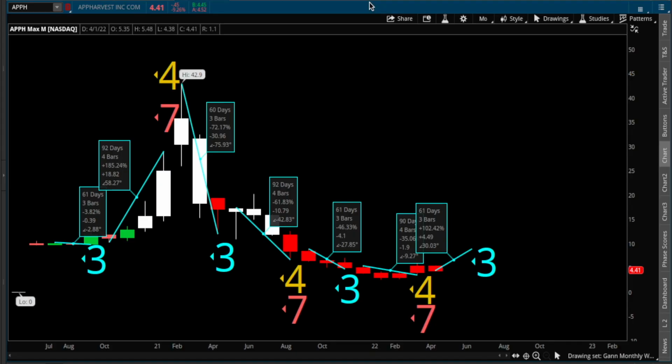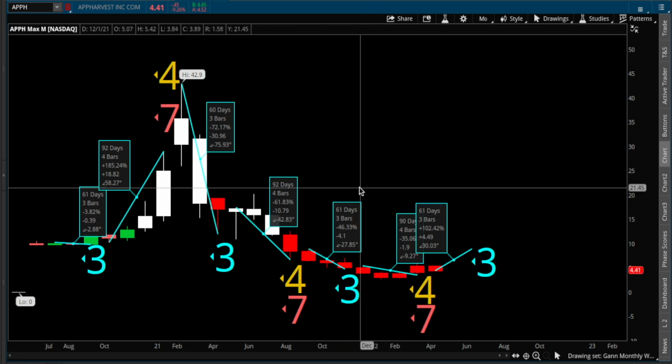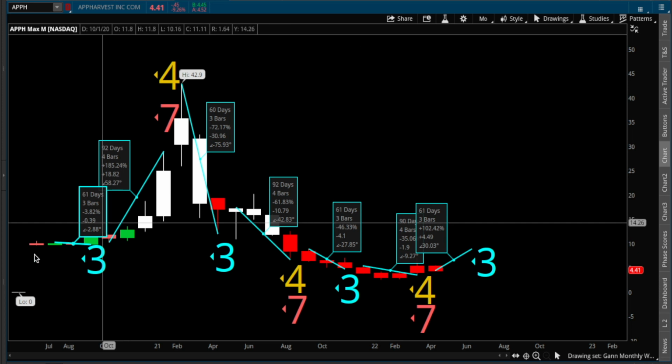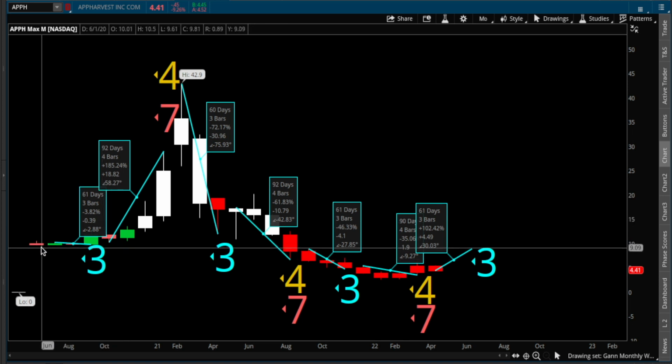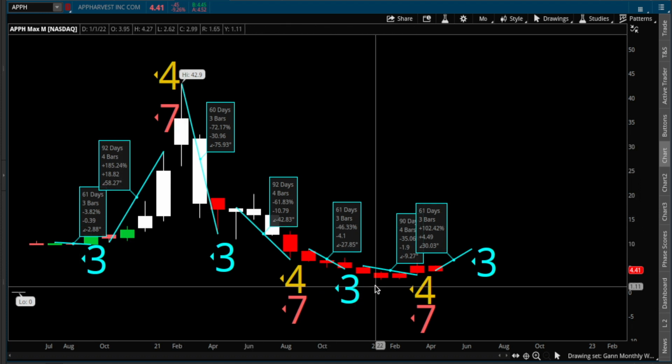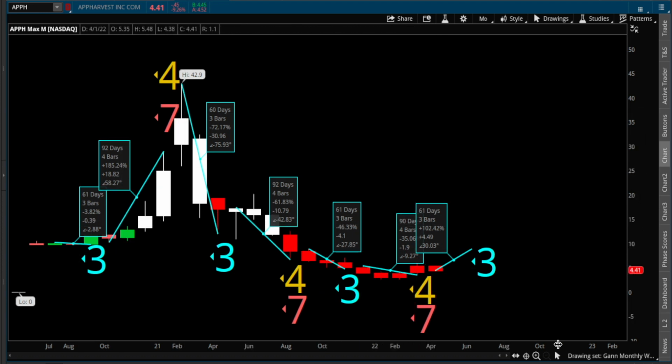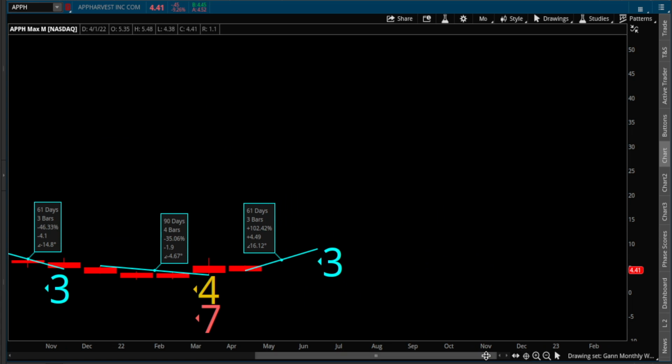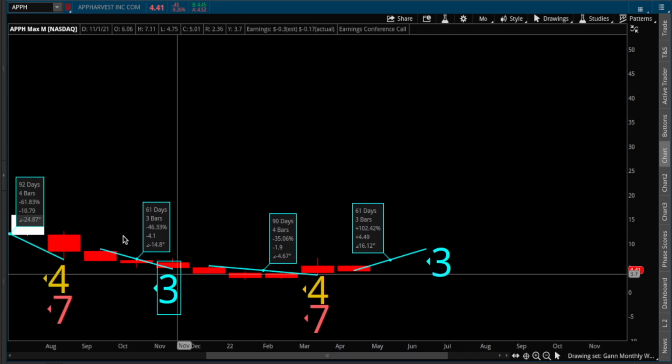Okay, here we have the Gann Monthly Waves technique I use. And let's see how it's playing out. I had to readjust it because the way Gann explained it, I think you have to give it a gap from the starting point, so I had to readjust all of this. So this is what it's forecasting, and this is where we are right now.